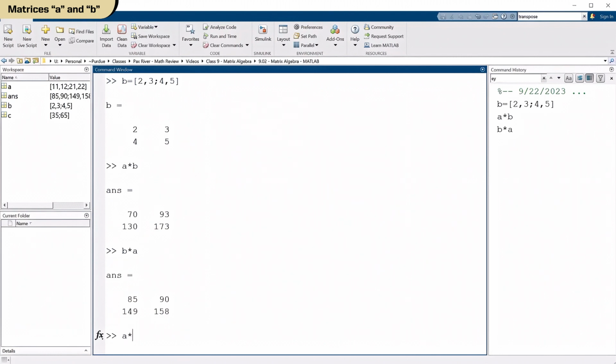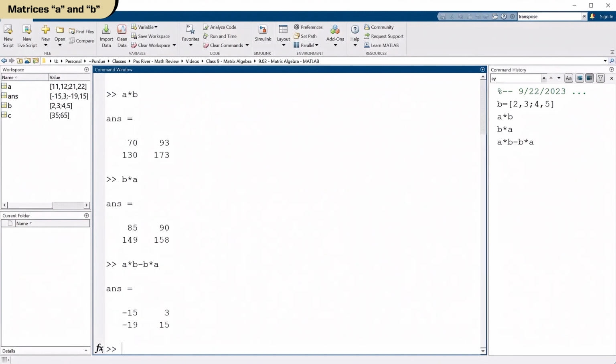So A times B minus B times A, if those were scalars, just numbers, I'd get 0. I don't. I get something else. That means A times B is not the same as B times A. So when you're dealing with matrices, order matters.